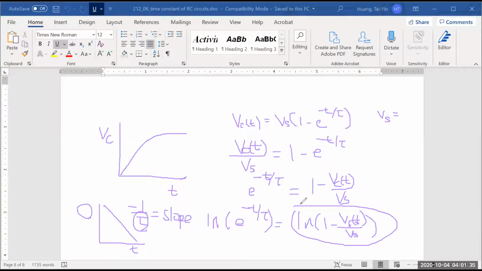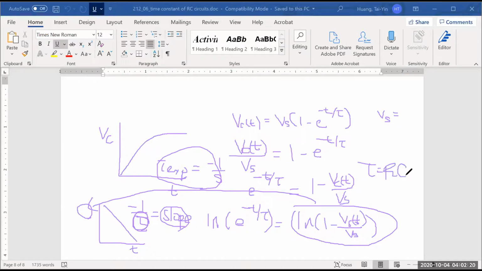You use Excel to calculate this quantity, and then plot this quantity versus time. Once you have that, the slope is going to give you the experimental value of tau. So your experimental value of tau would just be equal to negative one over the slope, okay? Then you're going to compare that to your theoretical value. The theoretical value of tau will just be equal to RC, okay? So you'll just be doing the charging process.